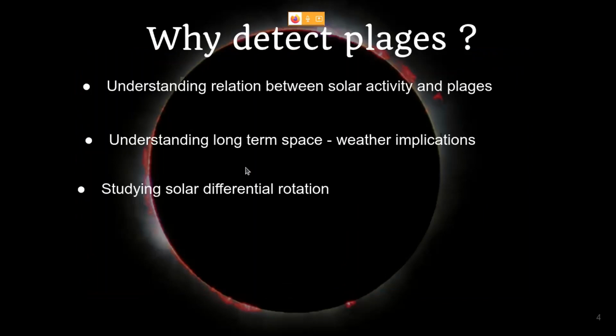Lastly, we can also study the solar differential rotation. We know there are two kinds of differential rotation when we talk about the sun. One is that the rotation period varies across the latitudes. And the second is that the interior of the sun rotates as a solid body, while the exterior doesn't rotate like that. So by identifying some features on a layer, for example, plages on the chromosphere, and tracking them, we can get an idea about the rotation period of that layer.